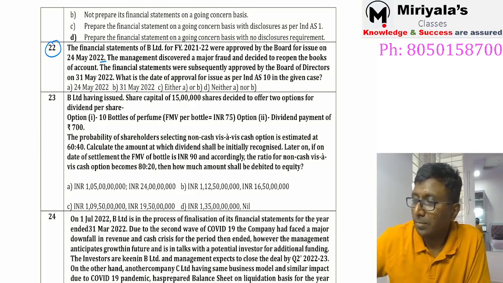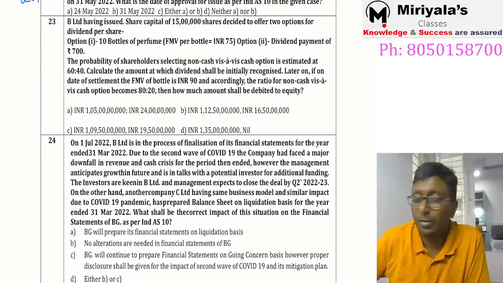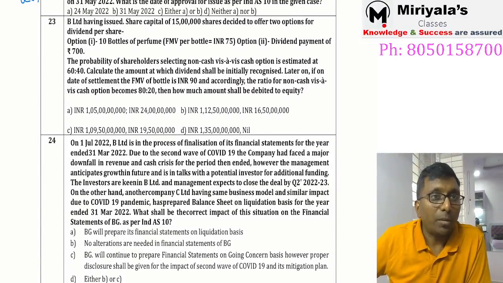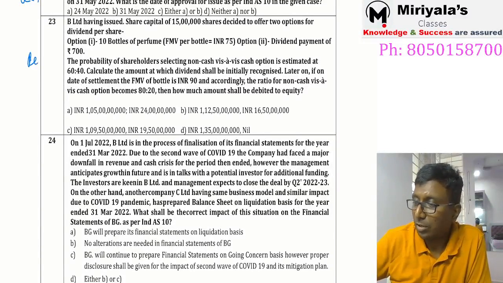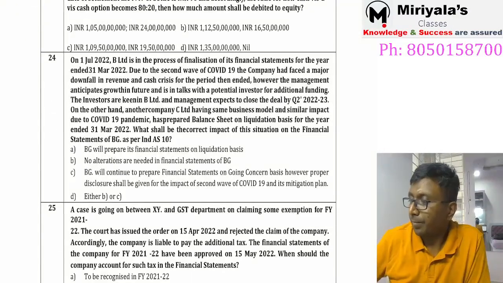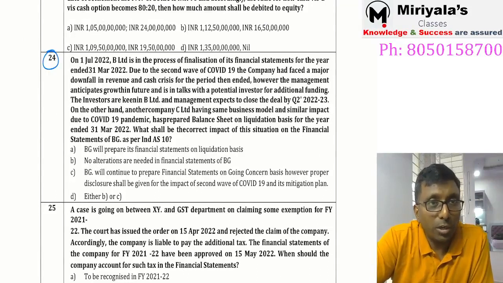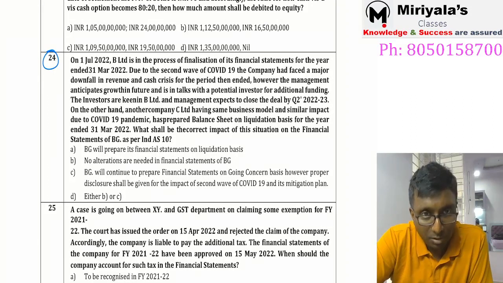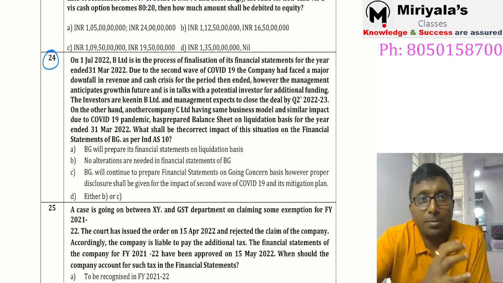Same question, no? Again, this is repeated. Yeah, next time I'll try to ensure that there will not be such kind of repeated questions. Okay. B Limited having issued share capital. This is again, I'm sorry, a repeat. Let's read it. On 1st July 2022, B Limited is in the process of finalization of its financial statements for the year ended 31st March 2022.